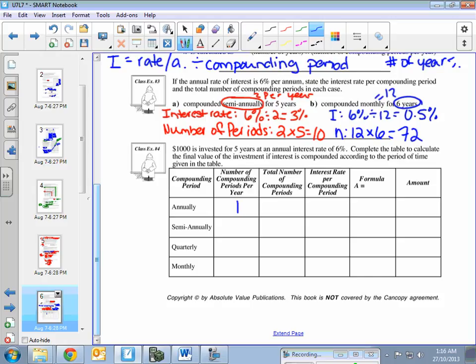Total number of compounding periods. If it's 5 years, your initial investment is $1,000. And your interest rate, 6%. Let's use those. So total number of compounding periods. If I am going annually for 5 years, I'm going to have 5 total compounding periods. Interest rate per compounding period. I'm just going to go 6% divided by 1, which would be 6%.